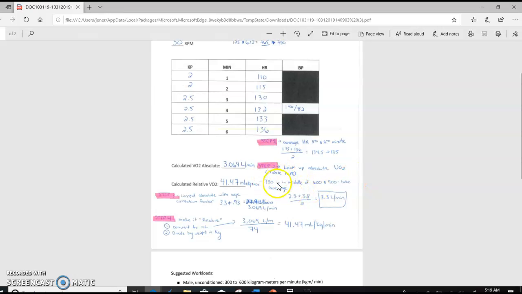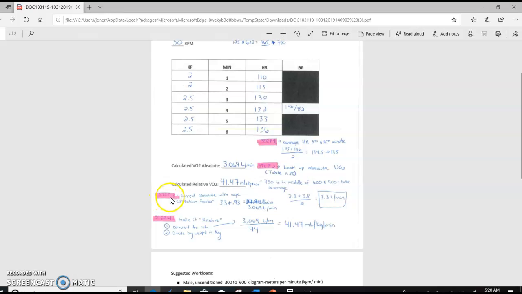right here. So I explained 750 is in the middle of 600 and 900, so we took the average, 2.8 plus 3.8 divided by 2, and that gives you 3.3 liters of oxygen for every minute. Okay, so that is the amount of oxygen that Joe Schmo is using every minute throughout his entire body. So what we need to do is we need to correct that for age.